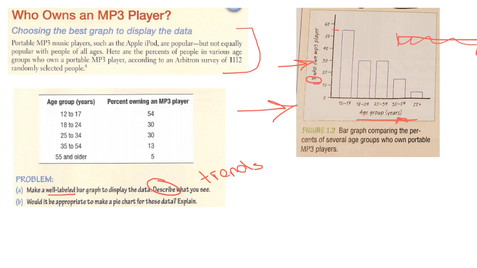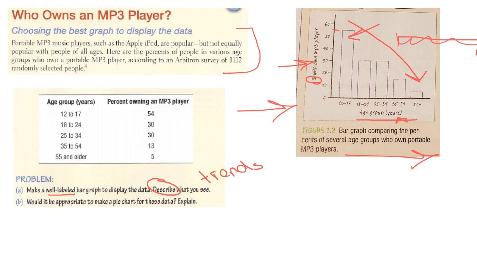So for example, in this one here, there is a much larger percentage of 12 to 17-year-olds that own an MP3 player. You could say that generally as people are getting older, the percentage of people that own an MP3 player is going to be lower. Those are the things that you would talk about when you're describing what you see. Like I said, look for trends, look for highest, look for lowest. Those are the kinds of things you'll be putting into words, and we'll be practicing with that.